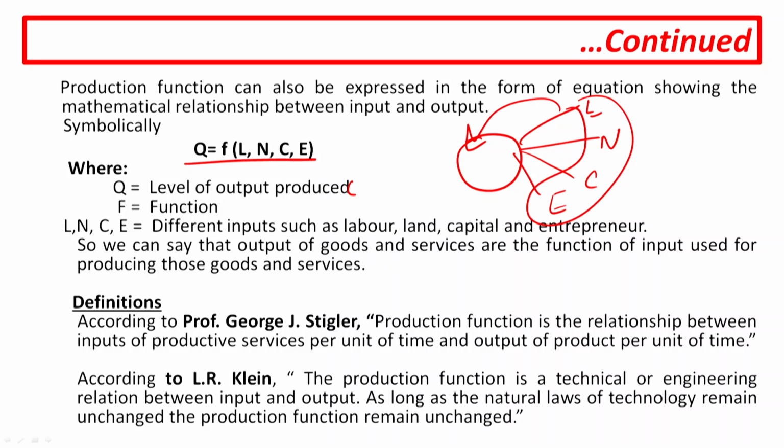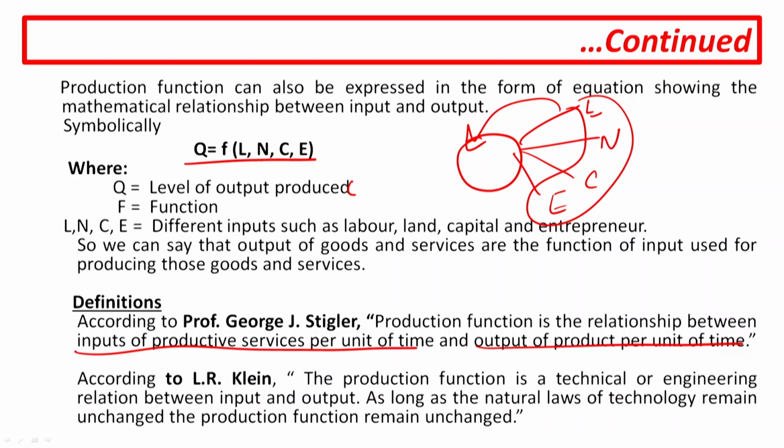Definition: according to Professor George J. Stigler, production function is the relation between input of productive service per unit of time and output of product per unit of time. According to L.R. Klein, the production function is a technical or engineering relationship between input and output. As long as the natural law of technology remains unchanged, the production function remains unchanged.